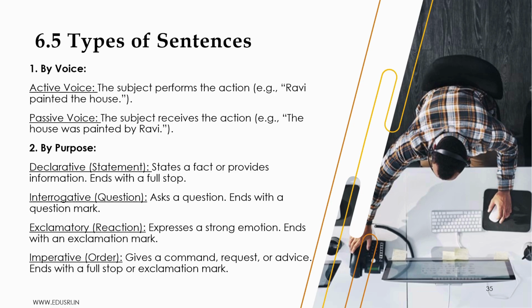A declarative sentence states a fact or gives information, ending with a full stop. An interrogative sentence asks a question and ends with a question mark. An exclamatory sentence expresses a strong emotion and ends with an exclamation mark. An imperative sentence gives a command, request, or advice and may end with a full stop or an exclamation mark. Understanding these types helps you choose the right tone and structure for your communication.